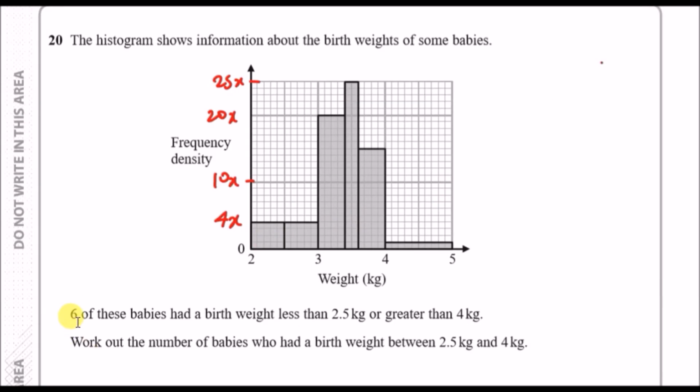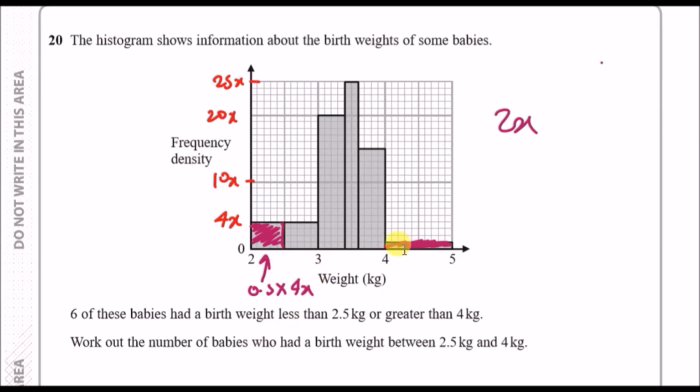So it says here that 6 of these babies had a birth weight of less than 2.5 kg. So here's less than 2.5, this region here, or greater than 4. So we know that the purple region equals 6. Just doing the maths right now, the area of this purple region is going to be base times height. So it'll be a distance of 2 to 2.5, so about 0.5 times 4x. 0.5 times 4x in the calculator will give us 2x.